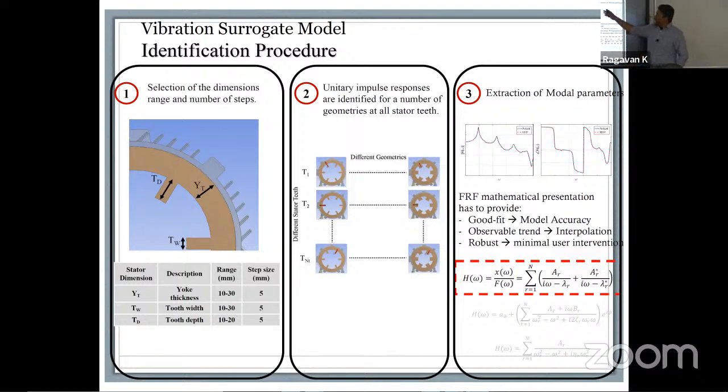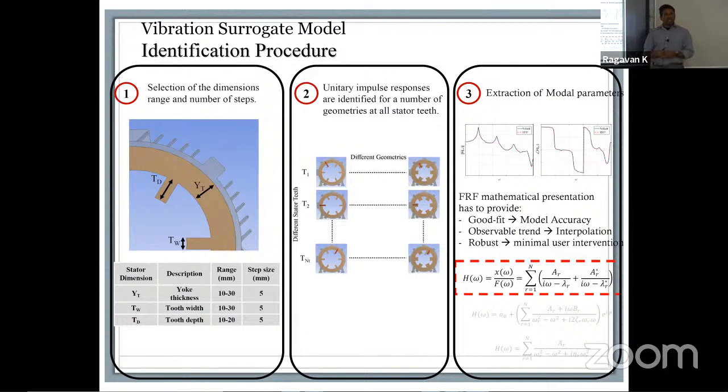You get an impulse response for a number of geometries for all the stator teeth. So you actually apply an impulse, get the figure, and store that as data. And then you extract the modal parameters. Your modal parameters would be considered to have a good fitting if you have good model accuracy. If you have an observable trend, that allows you to get interpolation. And if it is robust, you will need people to touch it the least, right?